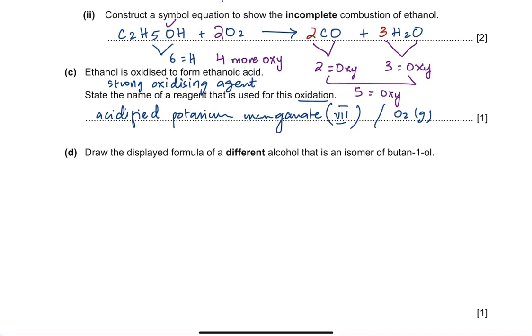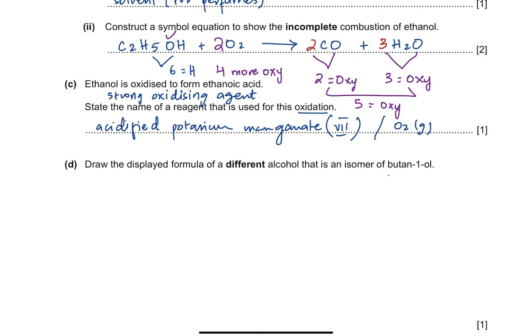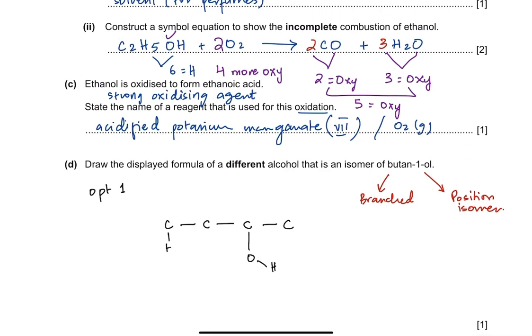Draw the displayed formula for a different alcohol that is an isomer of butanol. We can either make a branched alcohol or a position isomer. Position isomer means that we can change the position of the functional group. The first option is making 4 carbons, but instead of putting the OH on carbon number 1, I can put it on carbon number 2, and the rest of the carbons have their hydrogens as normal. That would be called butan-2-ol.